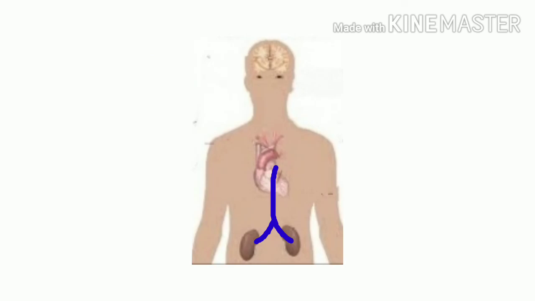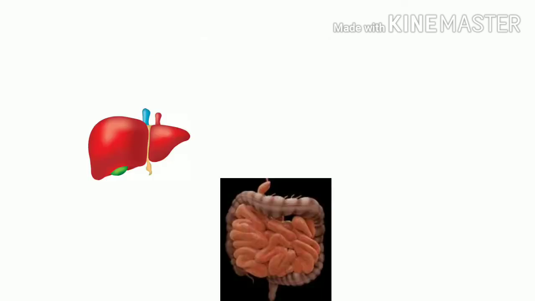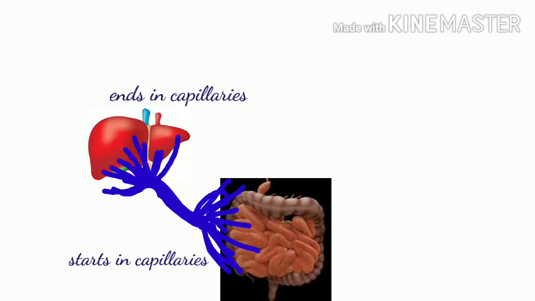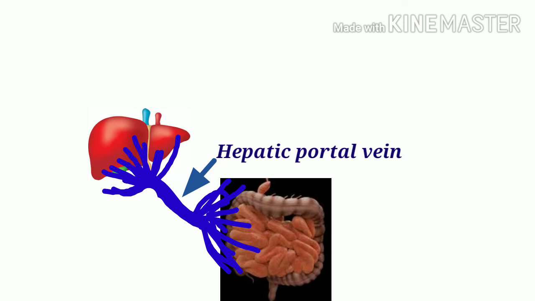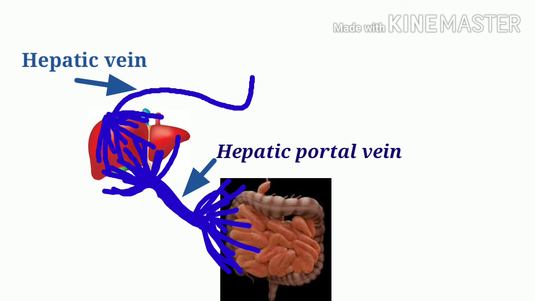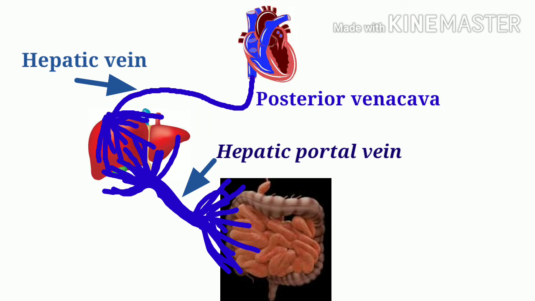Usually, blood from an organ is directly taken to the heart. But in case of the small intestine and stomach, instead of taking it to the heart, it is first taken to the liver by means of a vein, and this vein is called hepatic portal vein, which again starts in capillaries and ends in capillaries. From the liver, another vein called hepatic vein carries the blood from the liver to the heart, and it opens into the posterior vena cava or the inferior vena cava and enters into the right auricle of the heart.